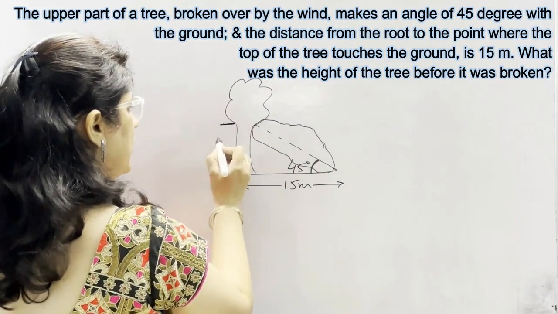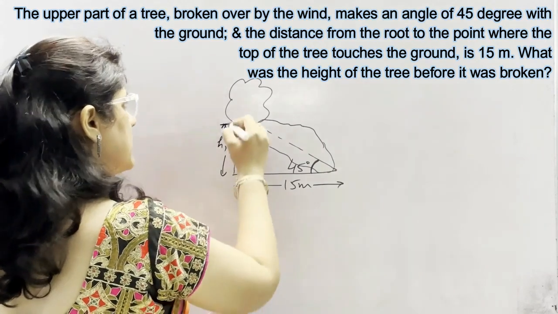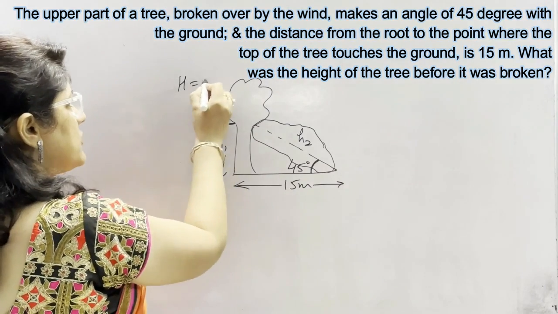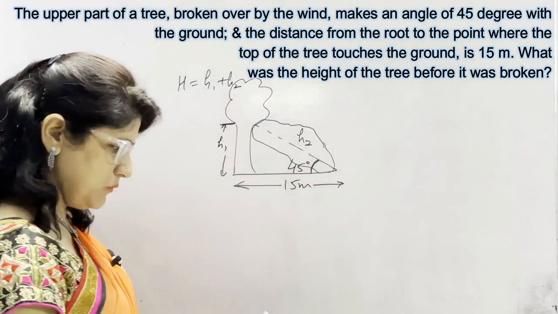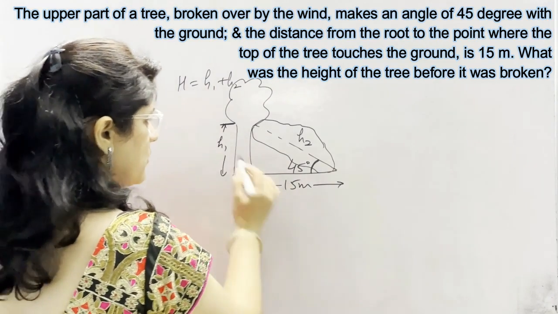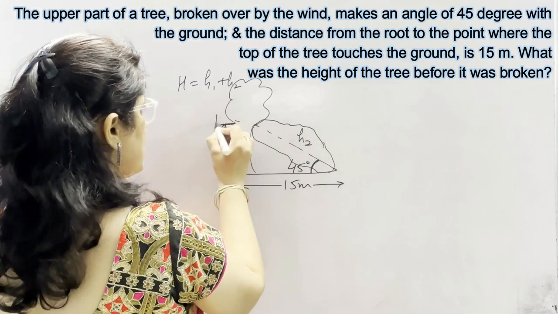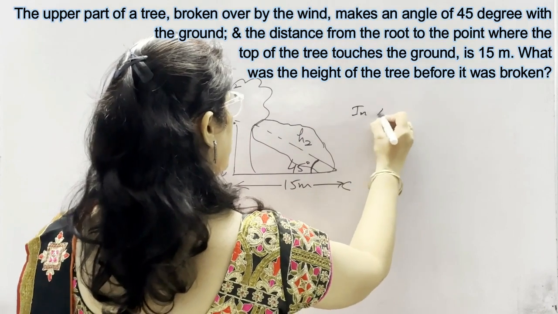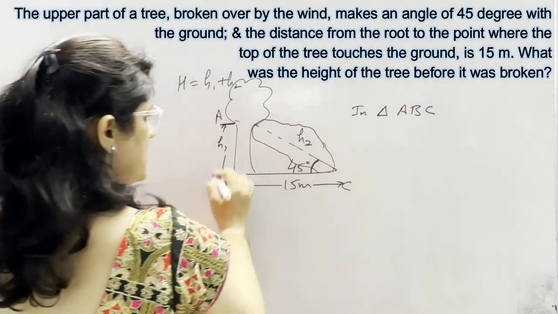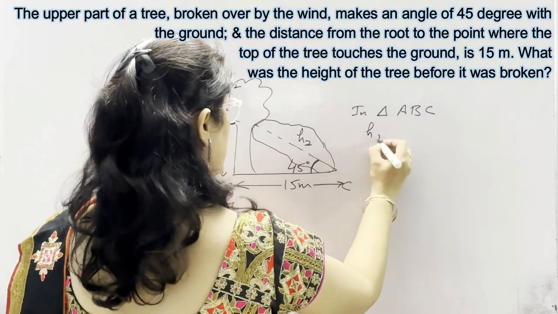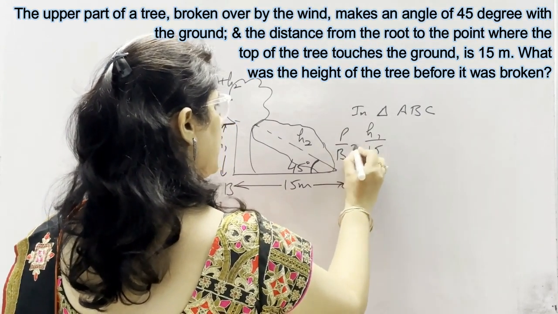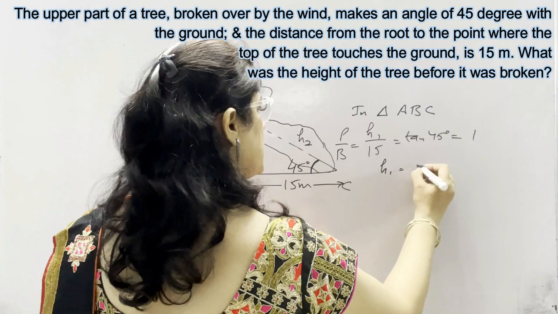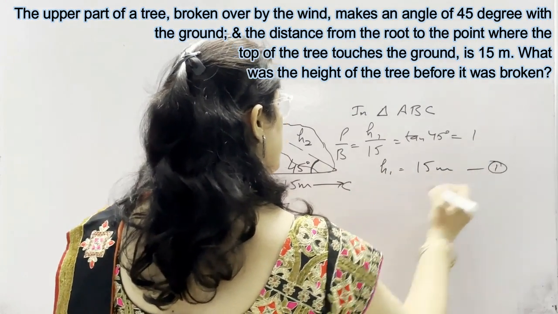So let this height of the tree be h1 and the upper part that has come to the ground be h2, and total height h is equal to h1 plus h2. Now first we need to calculate in this triangle. Suppose this is A, B and C, in triangle ABC. This is P and this is B. So h1 upon 15, it means P upon B is tan theta, tan 45, its value is 1. So h1, cross multiplying, is 15 meter. This is our first equation.